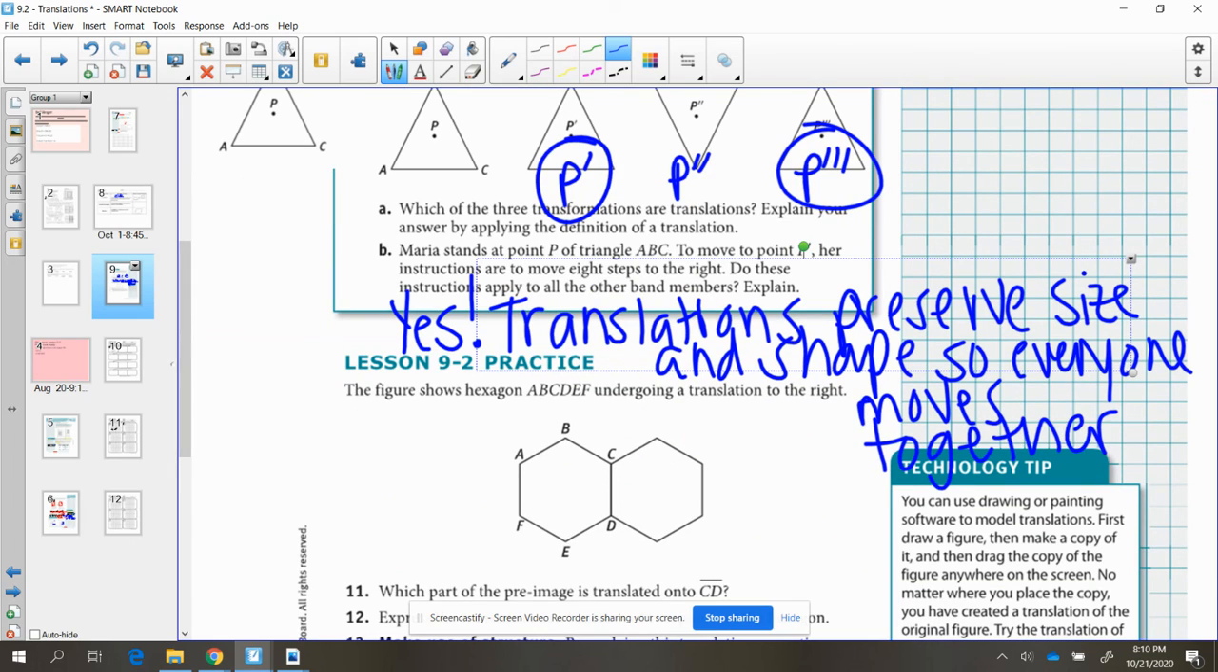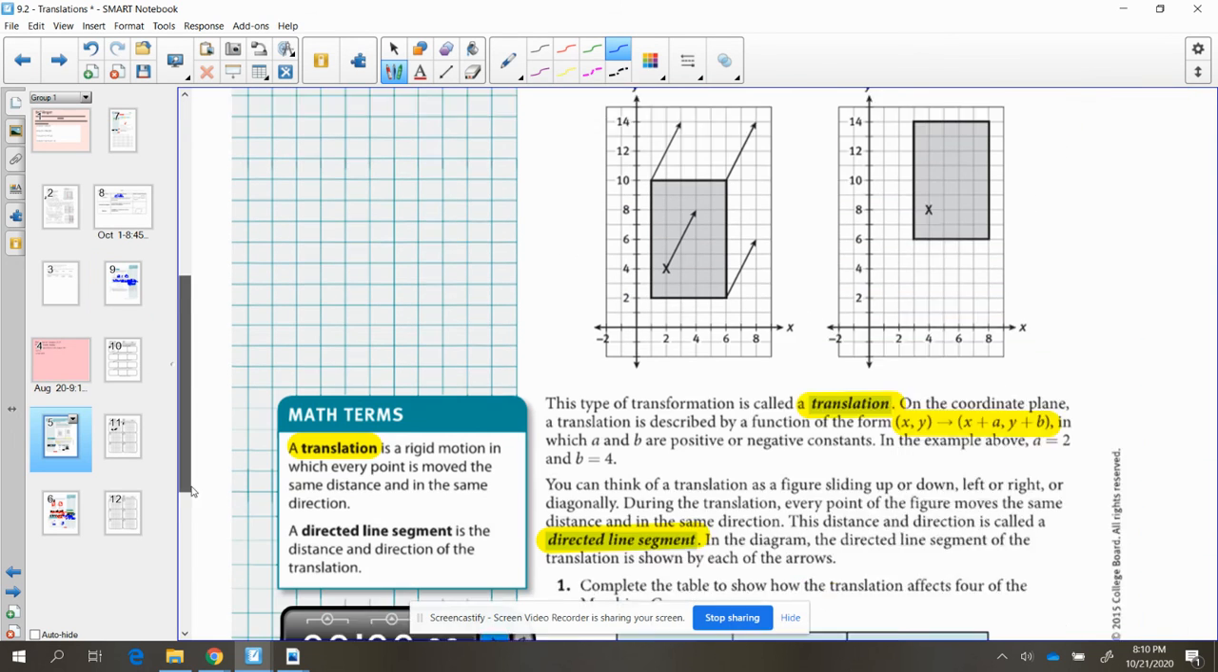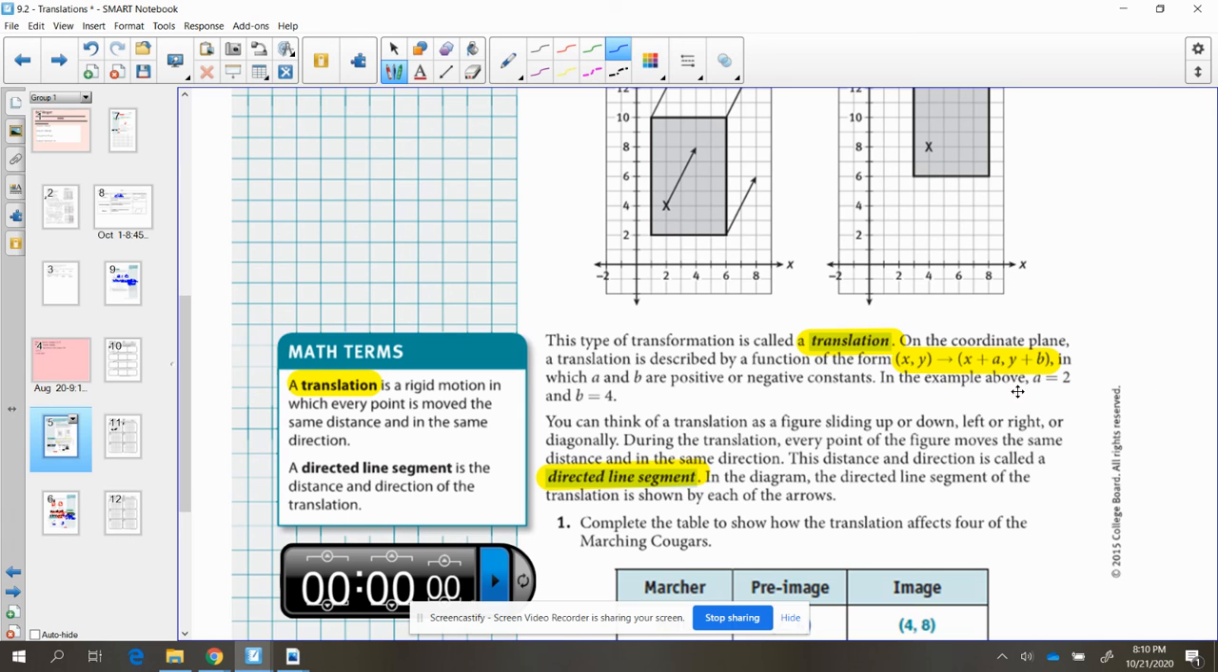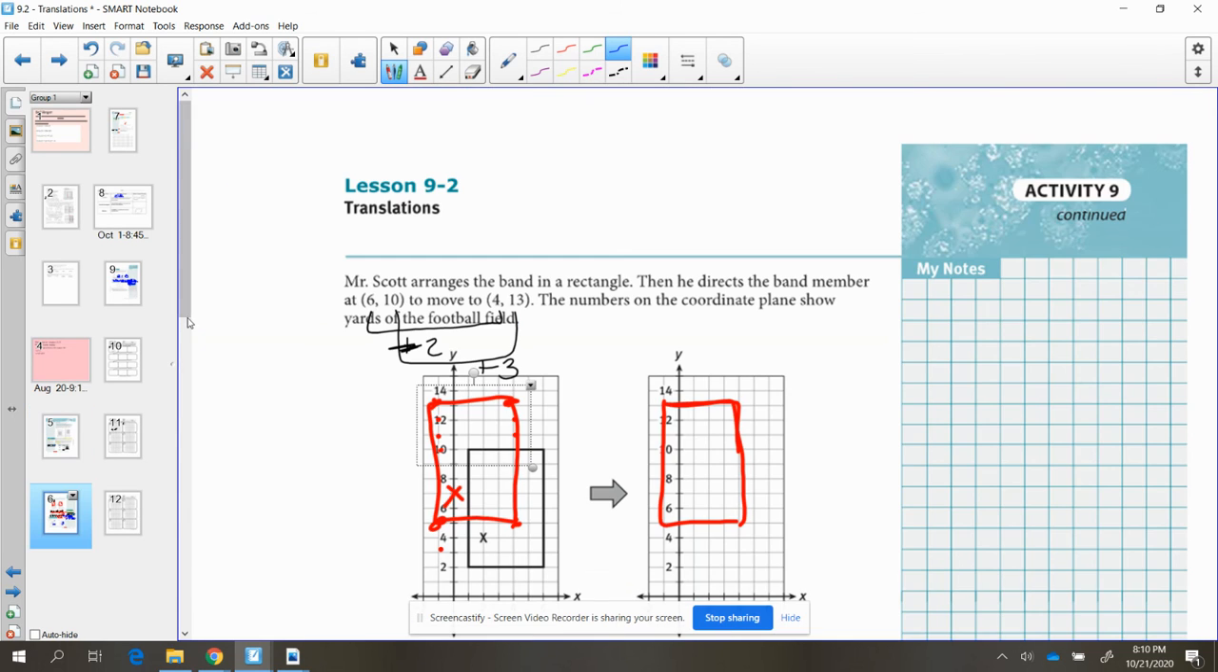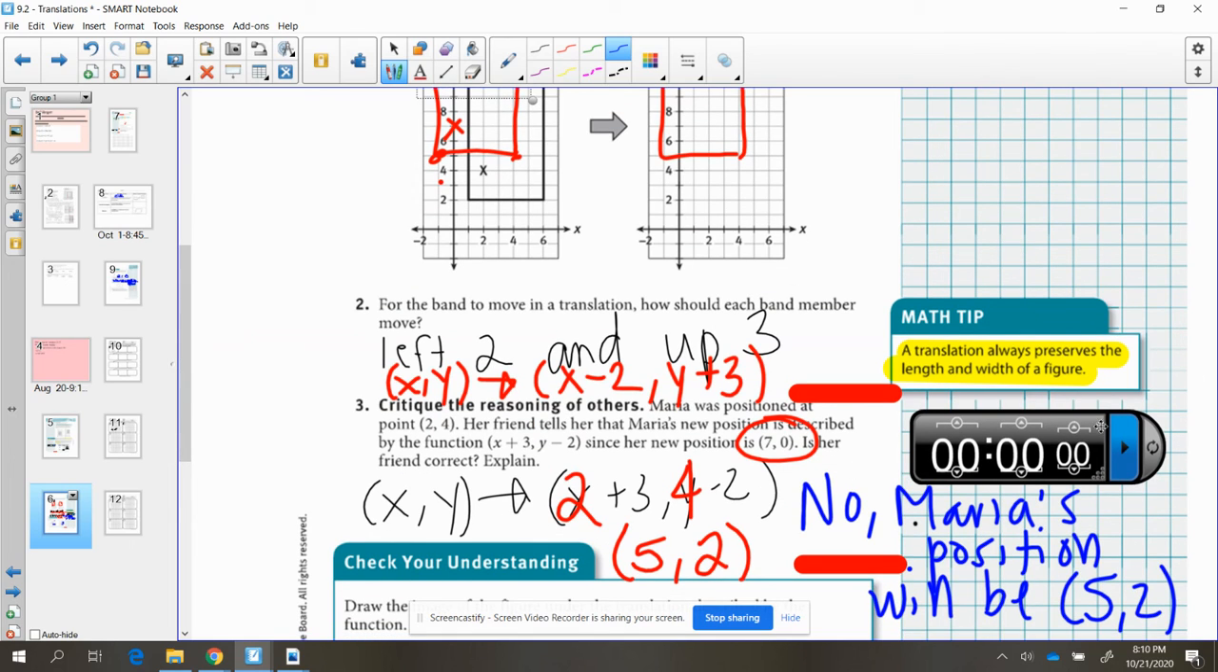All right. So we will work more with these translations in class, but again, the big thing to know today, how to write a function rule with our translations, like so, and that these are indeed rigid motions, and we are going to keep preserving, if you look here, the length and width of a figure, the size and the shape.